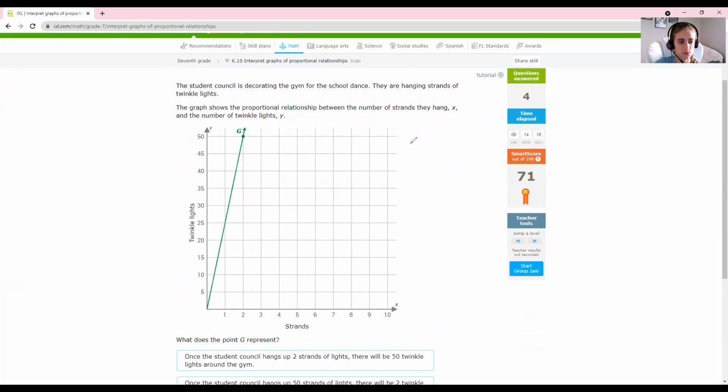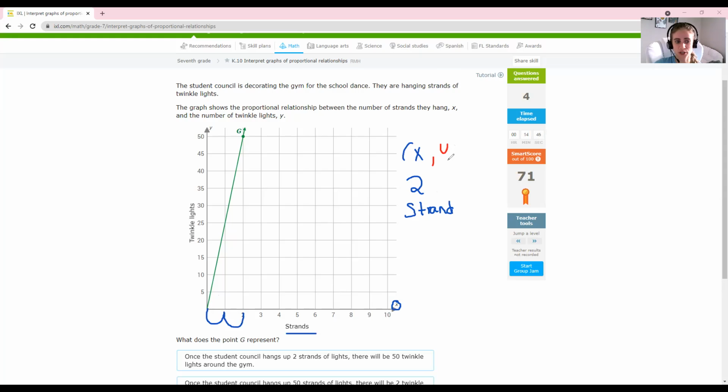Ordered pairs, what comes first? Our X value. So here is our X axis and it represents strands. Let's see what it's counting by, not make the same mistake. It's counting by ones. So I start at the origin, and to get to point G, I only need to count over 2 spaces. So 2 strands is our X value.